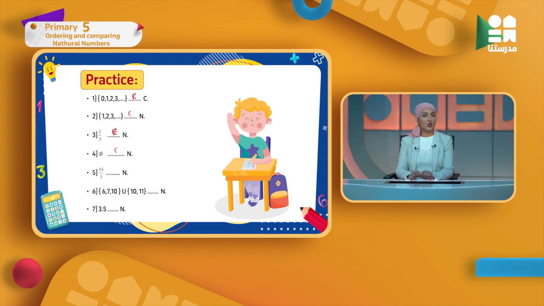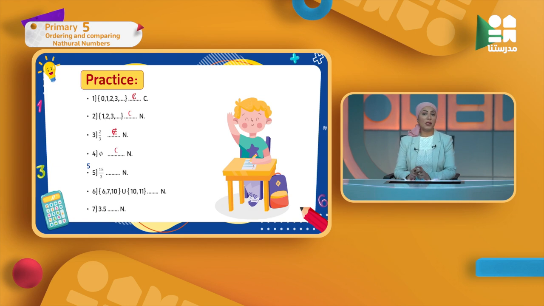Here, question 5. Remember what I've just told you about fractions. When I have a fraction, I have to make sure that it is in its simplest form. So here, 15 over 3. Can we simplify it furthermore? Yes, of course, because they have 3 as a common factor. So if I divide the 15 by 3, it will be 5, and if I divide the 3 by 3, it's going to be 1. So 5 over 1 is 5.